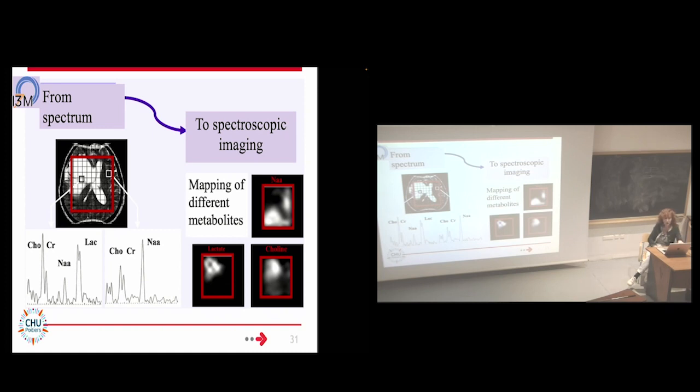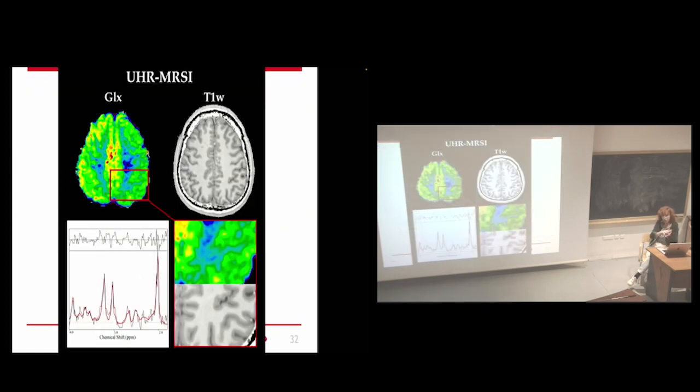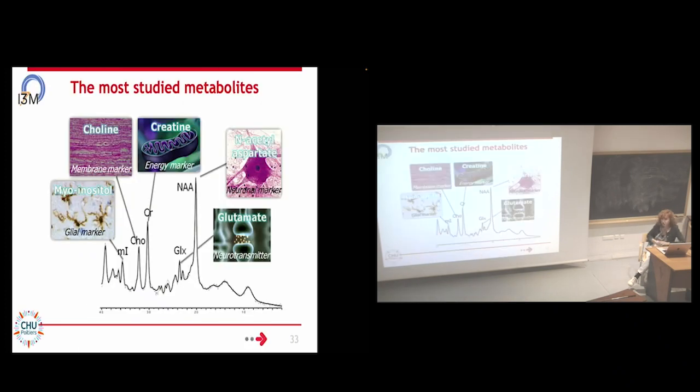But you can obtain mapping of different metabolites. Here you have the different metabolites with, of course, when it's black, no signal, and when it's white, a high value of the signal. So in fact, you can superpose the different modalities. For example, here we have a T1 weighted image. We have here the map for glutamate. And then you can analyze the concentration of glutamate in different parts of your brain. I just show you the most studied metabolites.